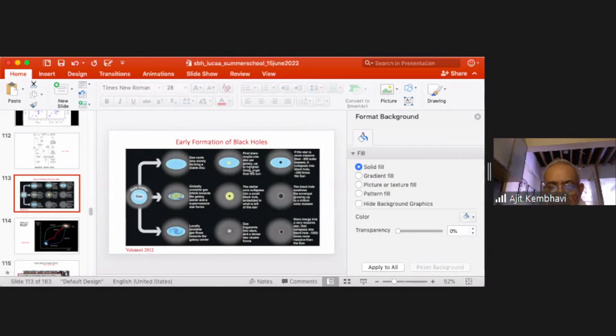Okay? Then, let's see. Why does accretion occur in the form of disks and not spheres? And can accretion induce rotation in the black hole? Yes, very, very good questions. I like the questions very much, and I really wish that we were face to face.